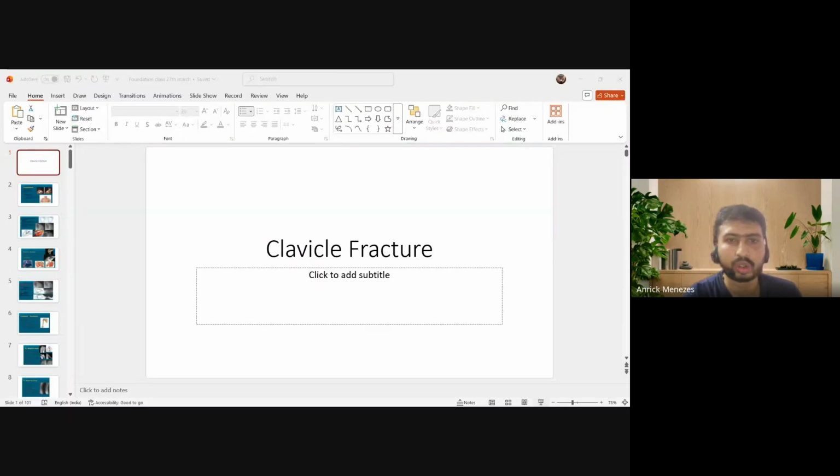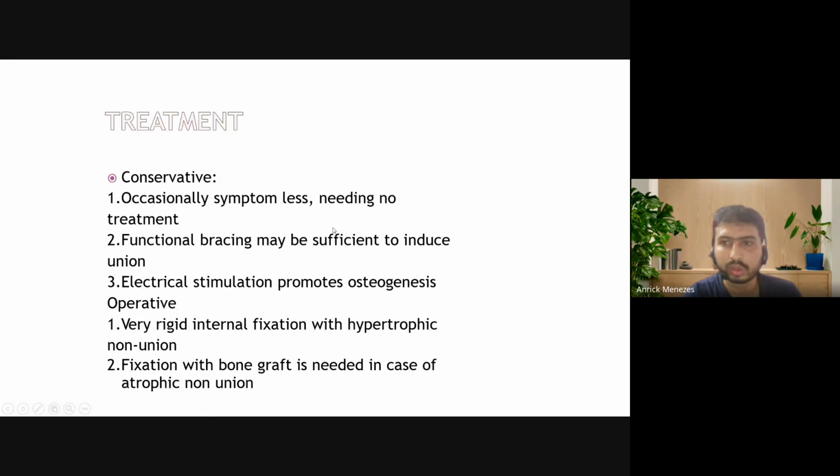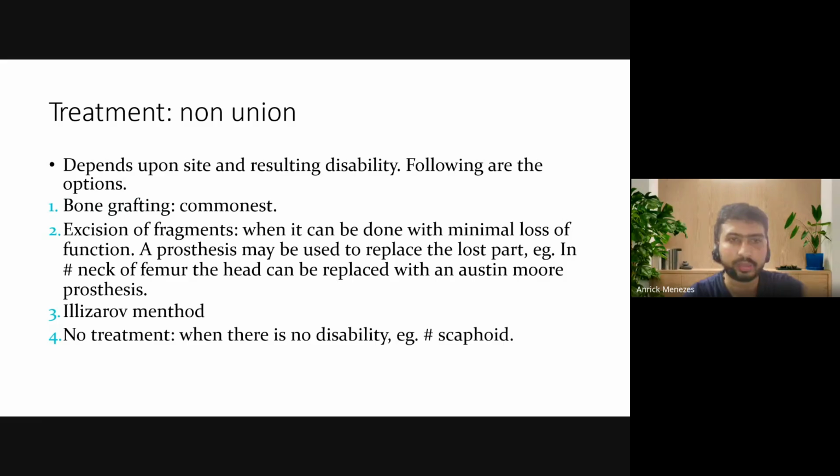So treatment: occasionally it's symptomless, needing no treatment. Functional bracing may be sufficient to induce union. Electrical stimulation promotes osteogenesis. Operative: very rigid internal fixation with bone grafting is required here. Treatment again, bone grafting mostly, and they use Ilizarov's method also.